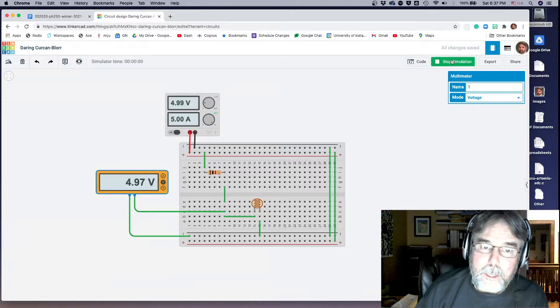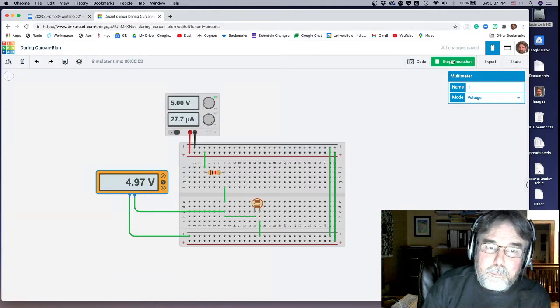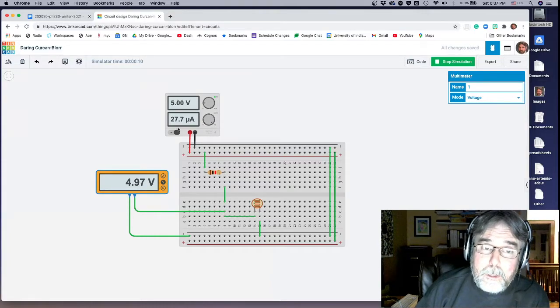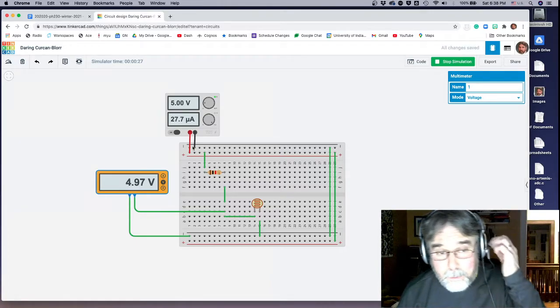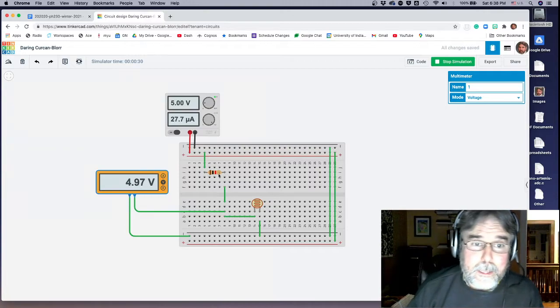So if I run the simulation, you'll see that I'm getting a very tiny current, a little under 30 microamps, 3/100ths of a milliamp. Of course, 3/100ths of a milliamp times 1,000 ohms is 3/100ths of a volt. So 3/100ths of a volt is how much voltage is going to drop across this 1,000 ohm resistor, and that's why this is 4.97 instead of 5, because there's a 3/100ths of a volt drop across that guy.